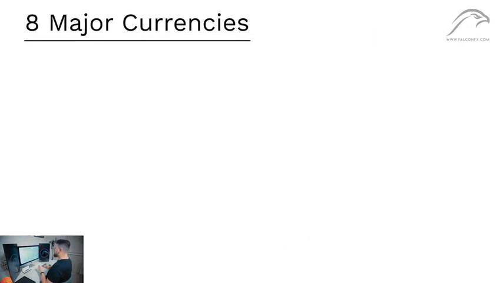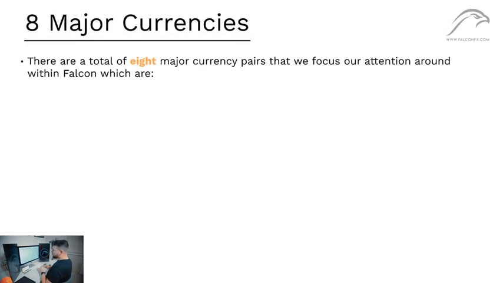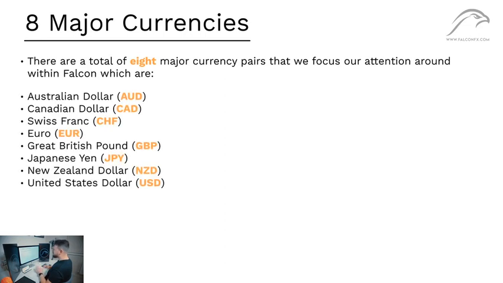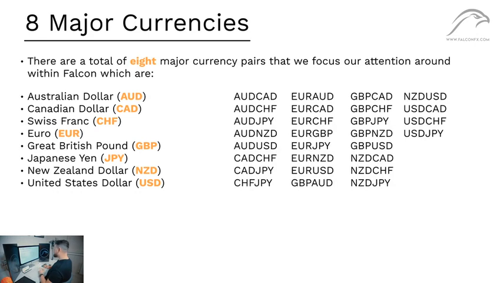Now, when it comes to currencies, you may have heard of them before, or this may be the first time. There are a total of 8 major currencies that we focus on within Falcon. This is the Australian dollar, and of course you can see the abbreviation, AUD, Canadian dollar, CAD, Swiss franc, Euro, Great British Pound, Japanese Yen, New Zealand dollar, and the US dollar. So we're pairing these up against each other. Now, as you can see, there are lots of different variations.